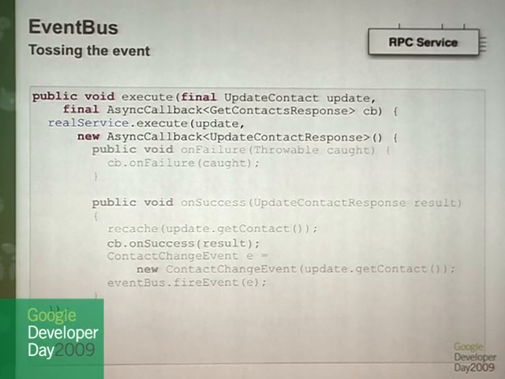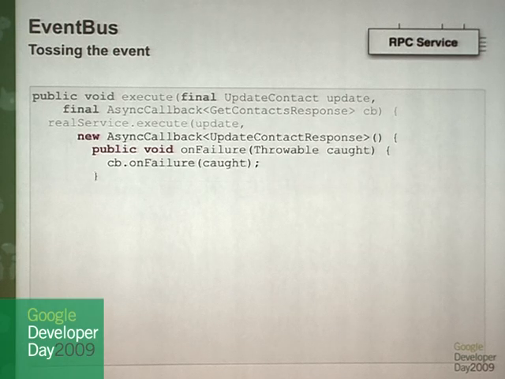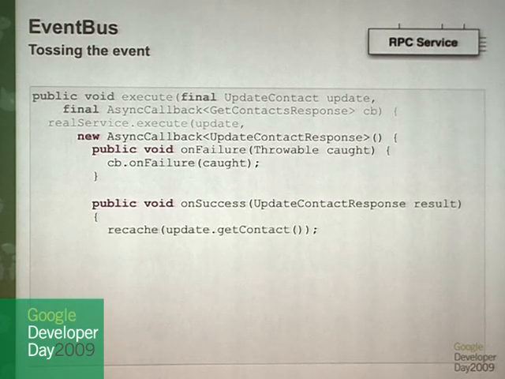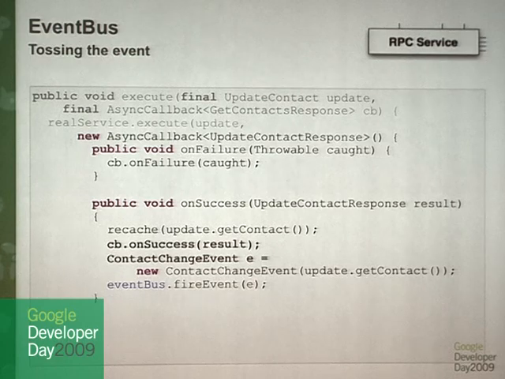And anytime I make a change, I call the fake service. And the fake service simply calls the real service and then does some extra stuff. So I'll show that here. So the fake service is, if it's a failure, pass through the failure. If it's successful, so if I get a successful response from the server, I'm going to first update a local cache. And then I'm going to call the original onSuccess method. And then I'm going to create a new contact change event. And then I'm going to put this event on the event bus.